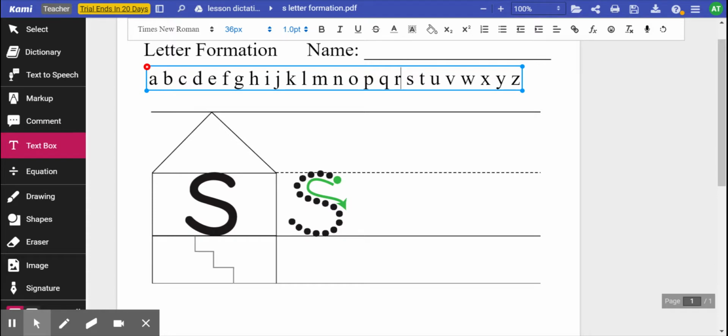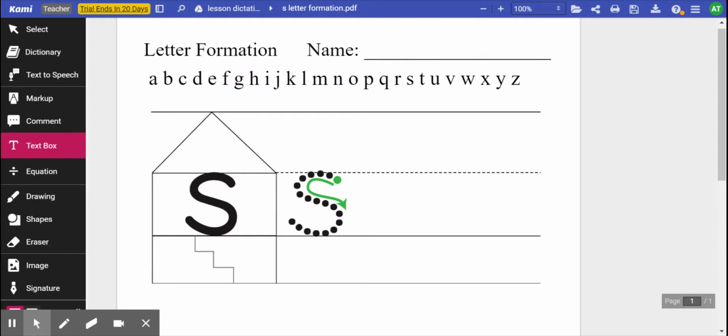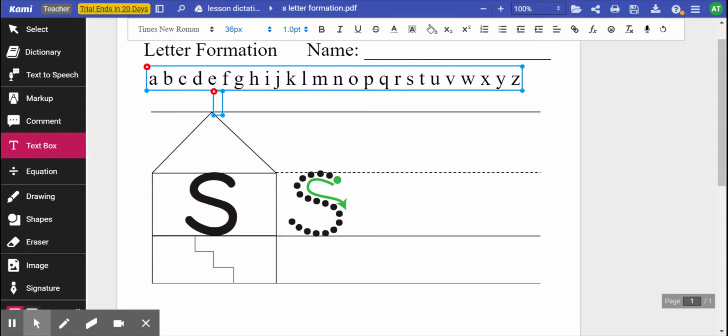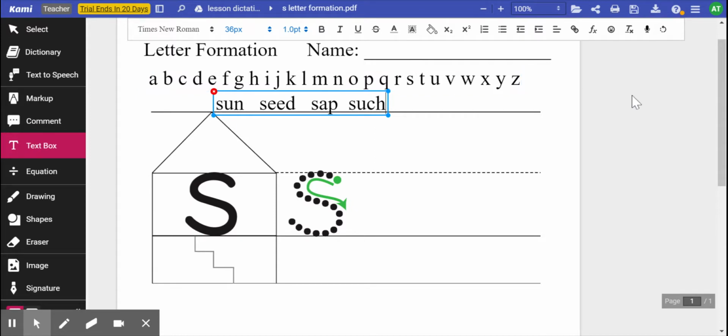So sad, Sam, sat. Let's look at a few other words that start with the letter S, like sun, sap, or touch. So those are some words that start with the letter S. I'm gonna make the S sound.